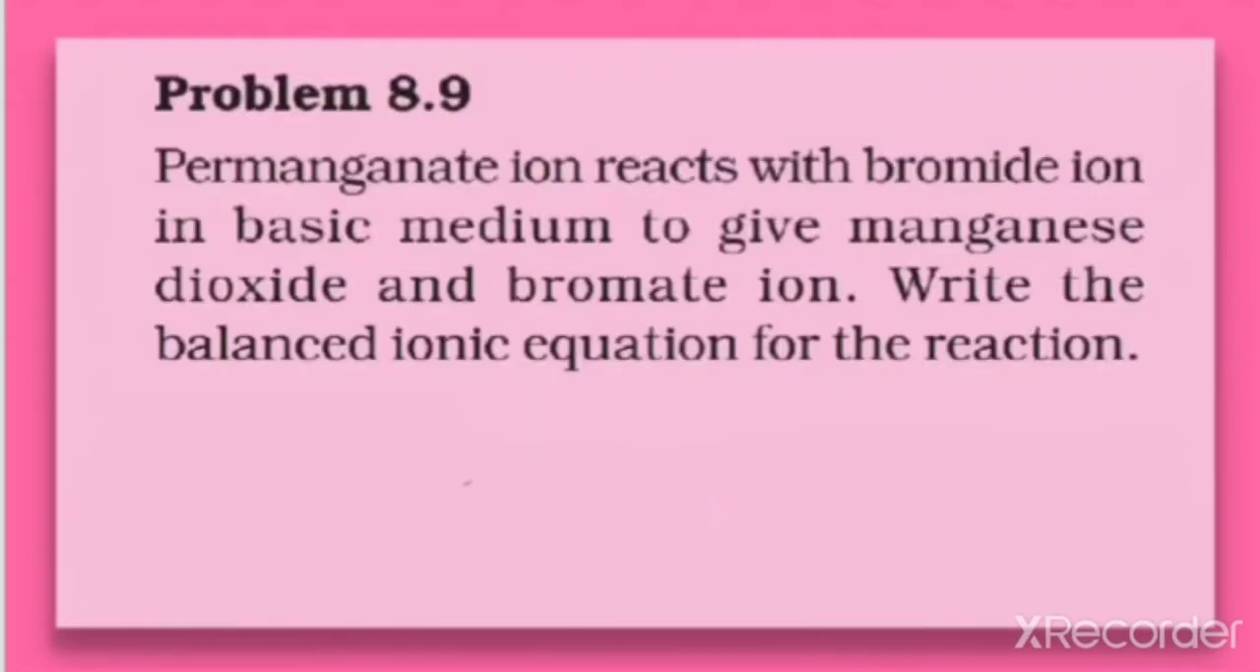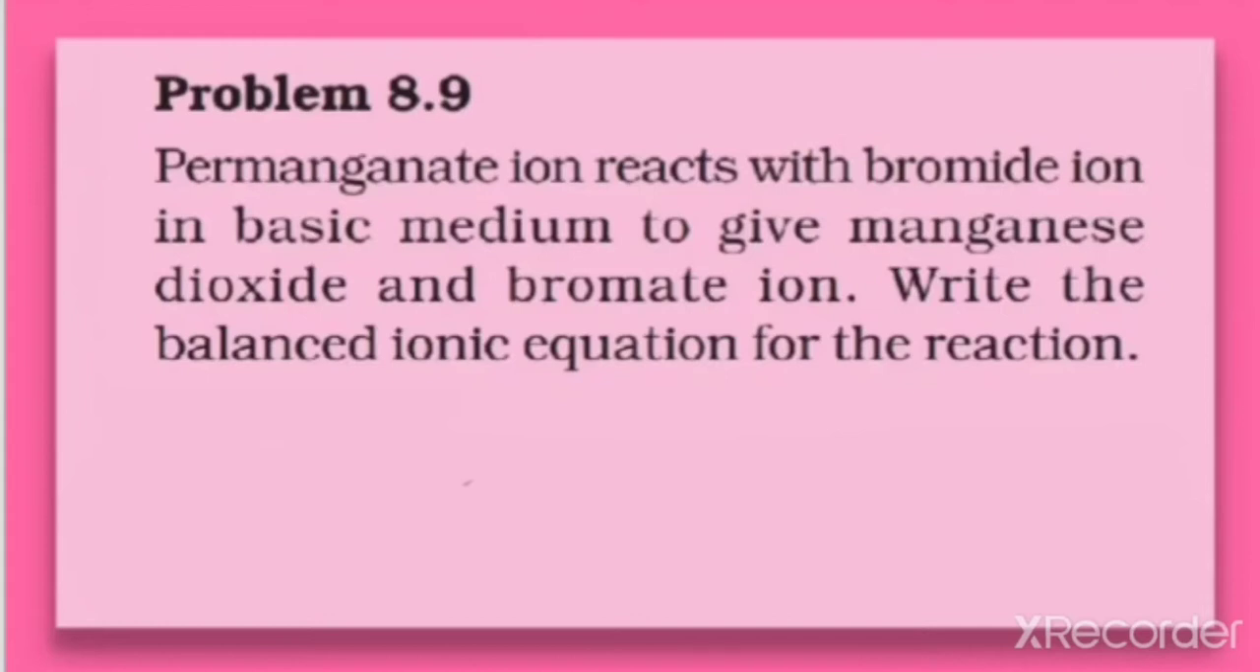That is problem number 8.9 from the textbook. The problem says: permanganate ion reacts with bromide ion in basic medium to give manganese dioxide and bromate ion. Write the balanced ionic equation for this reaction. So here, instead of giving the equation, it is given in words. So first we have to write the skeletal equation.